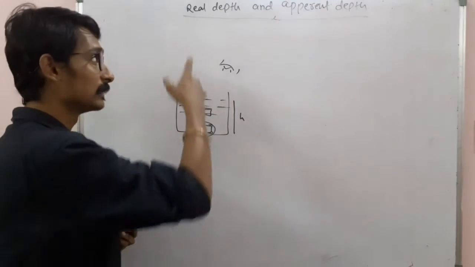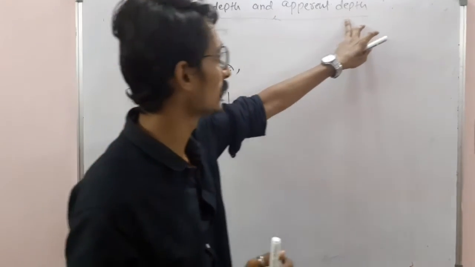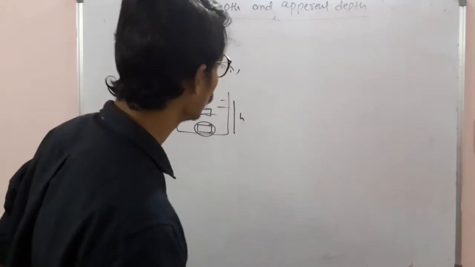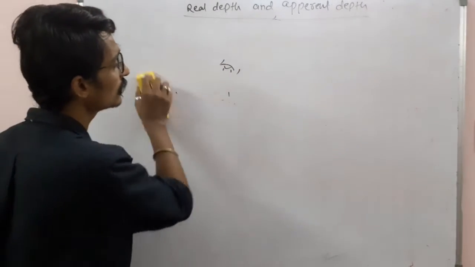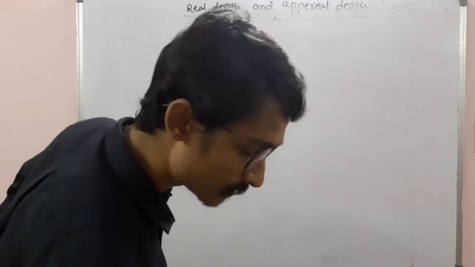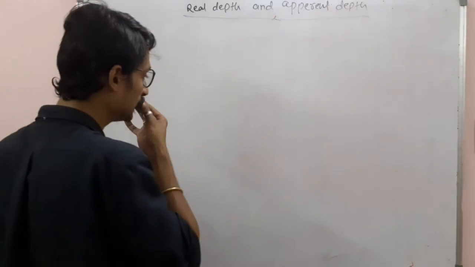Why does that happen? That happens due to the apparent depth. Why? Because we are seeing the apparent depth, not the real depth. That's what we are going to do now. We will discuss the relation between the real depth and apparent depth. Okay. So let's start here.